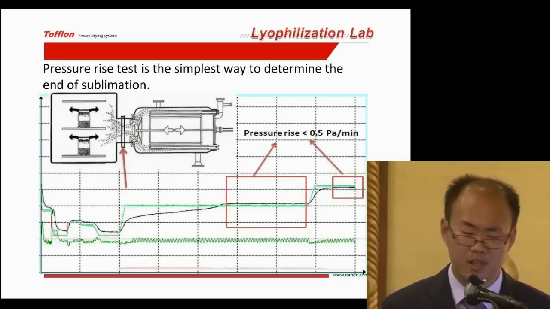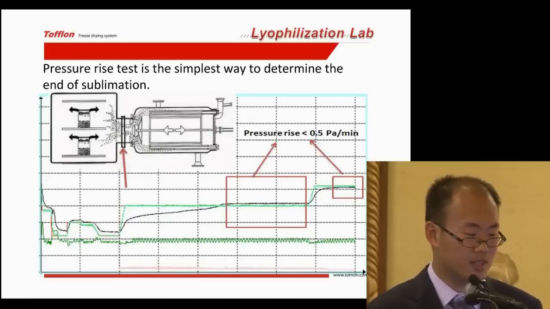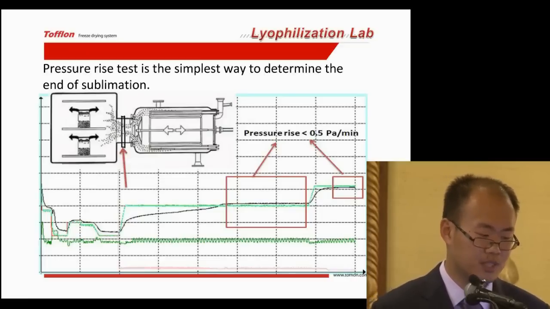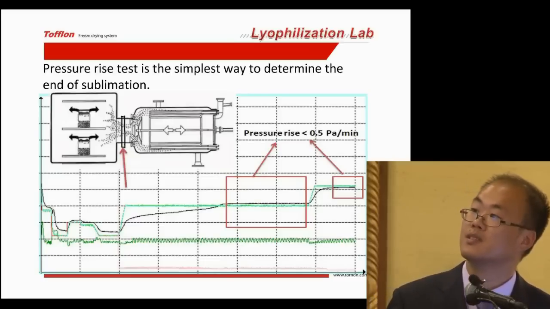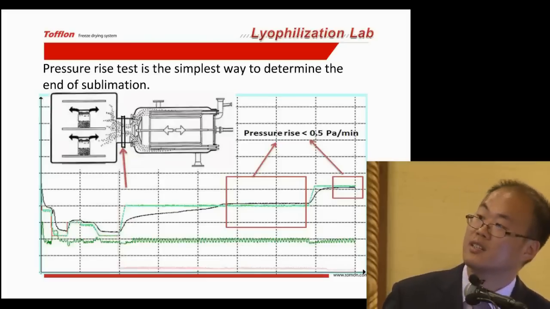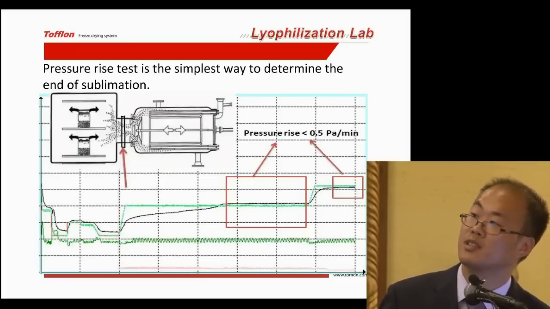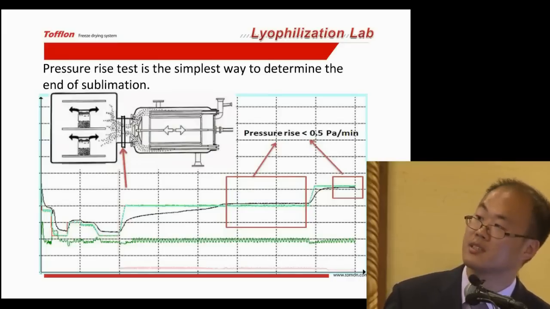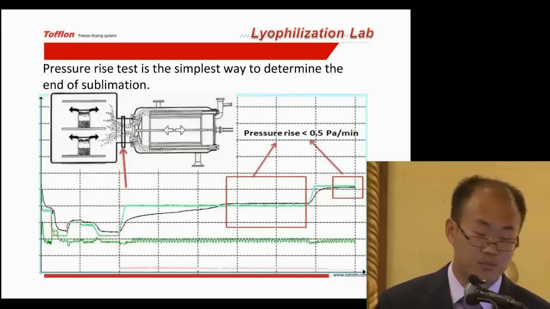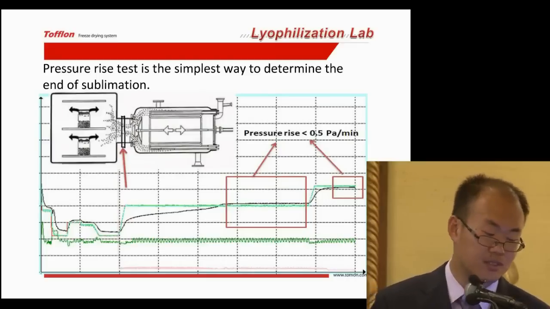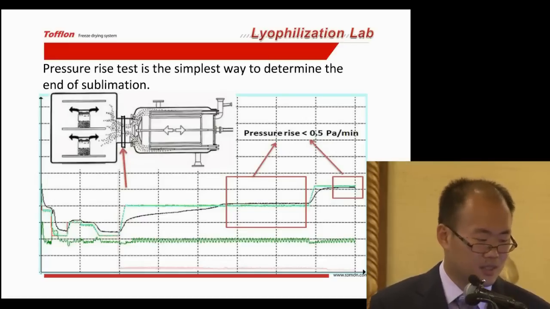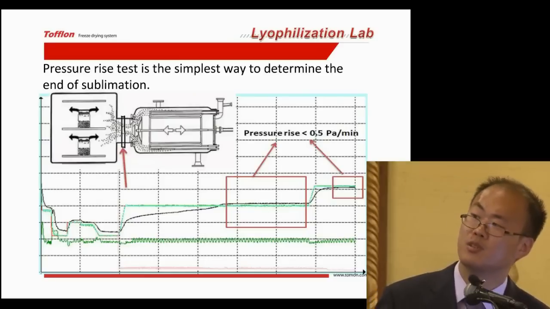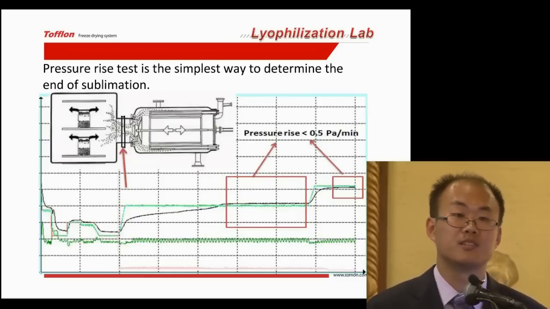The next important parameter is pressure rise. So what is pressure rise? Before we talk about this, we must talk about the vapor movement in the freeze drying equipment. Just look at this picture on the left. Now this is the freeze dryer. Here is the front chamber. This is the back chamber. There's a cold trap in the back chamber. The temperature in the front chamber is different from the back chamber. The vapor can move from the front chamber to the back chamber just because the pressure is different.